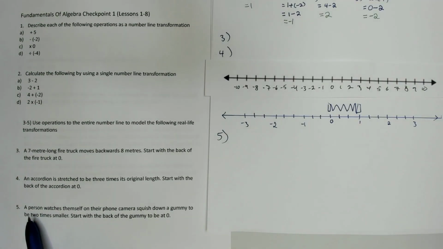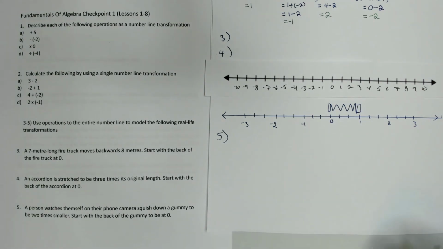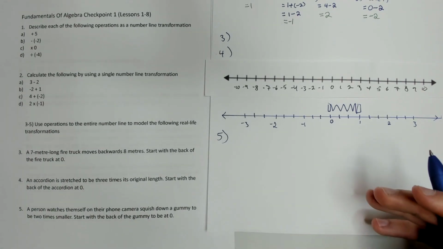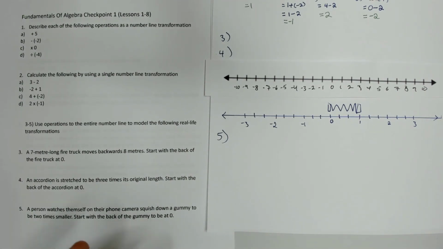All right, part 5. A person watches them on their phone camera squish down a gummy to be 2 times smaller. Start with the back of the gummy to be at 0. Okay, so once again, we don't actually have the dimensions of the gummy, but like number 4, it doesn't ultimately matter. We just know that the back of the gummy is at 0, and when we stretch the number line or squish the number line, in this case it's going to be squishing because we're squishing the gummy, that is going to basically compress the object accordingly, right?